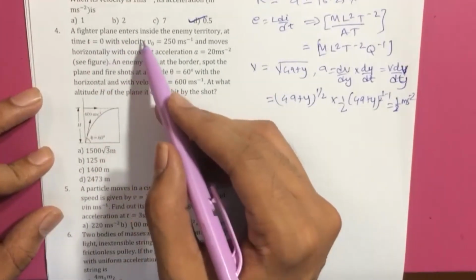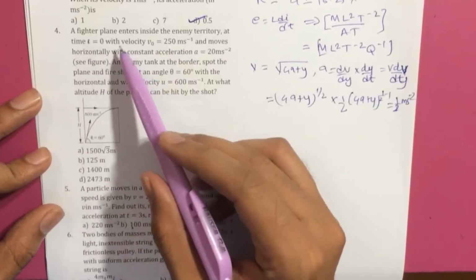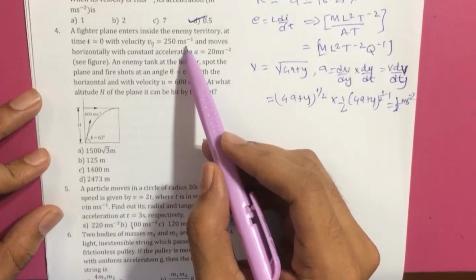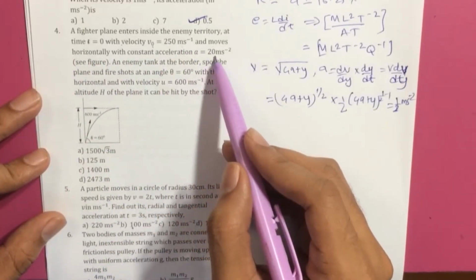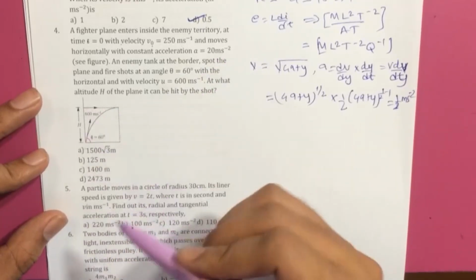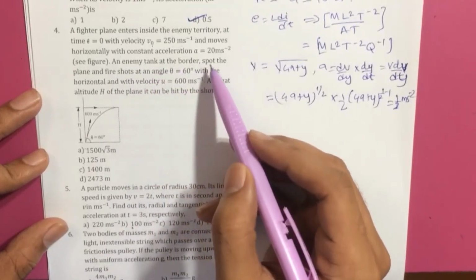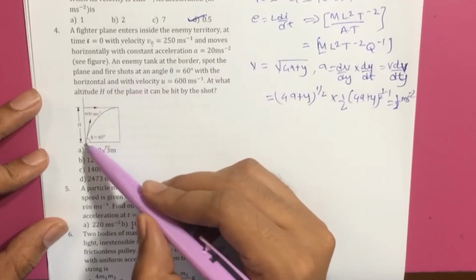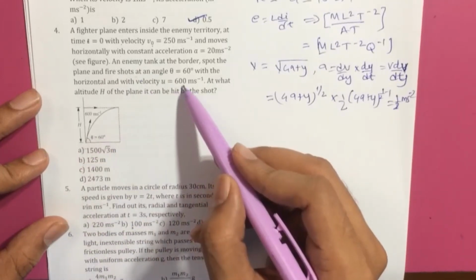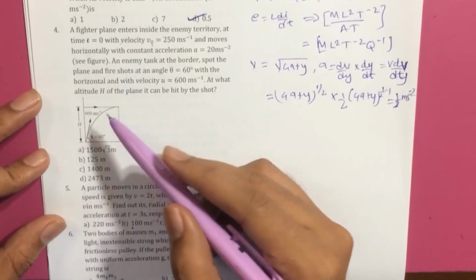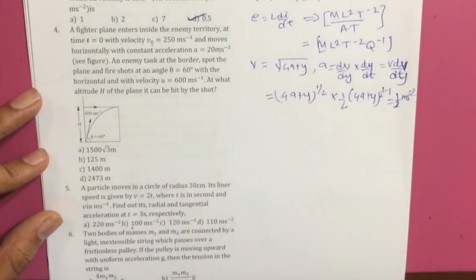Question 4. A fighter plane enters inside the enemy territory at time t equals 0 with velocity v0 equal to 250 meters per second and moves horizontally with constant acceleration a equals 20 meters per second square, that is given in the figure. An enemy tank at the border spots the plane and fires a shot at an angle of 60 degrees with the horizontal and with the velocity u equal to 600 meters per second. At what altitude h of the plane can it be hit by the shot?